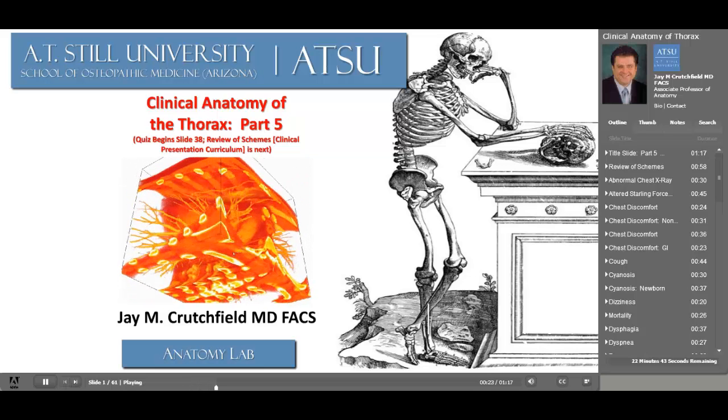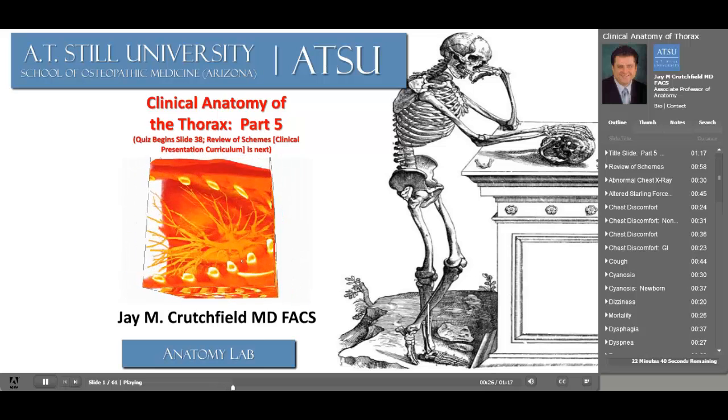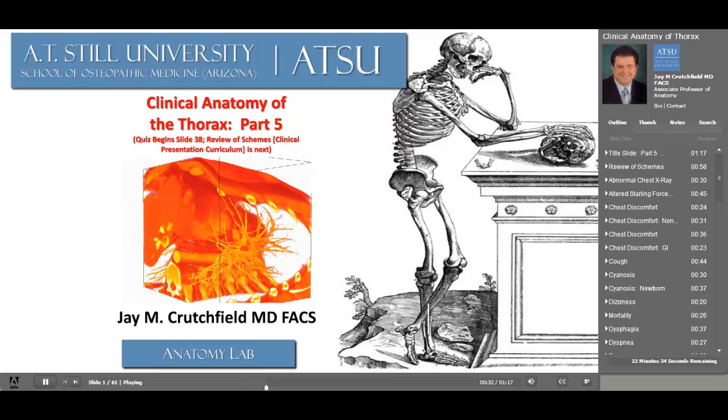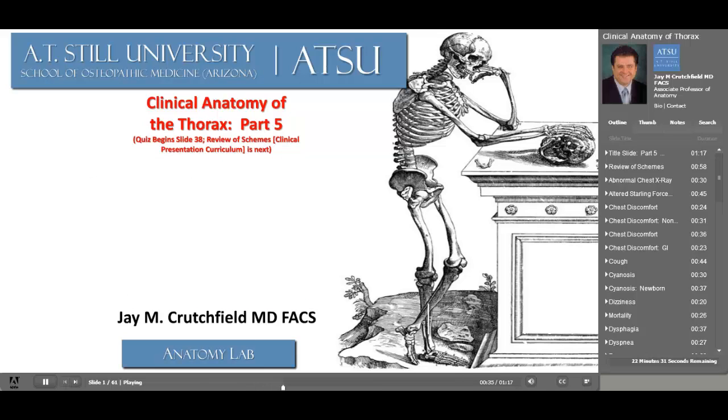If your school uses the clinical presentation curriculum, you might want to listen to the review of these schemes. You might be able to glean a little bit more information about how this clinical anatomy of the thorax is relevant to the plethora of presentations that a patient may present with to your office. Whether you're a physician assistant, a physician, a surgeon, or a dentist, you're going to see patients who present with hoarseness, a cough, lymphadenopathy, perhaps chest pain or shortness of breath. All the information in this presentation on clinical anatomy of the thorax will help you come to the right decision whether to treat or refer your patient.